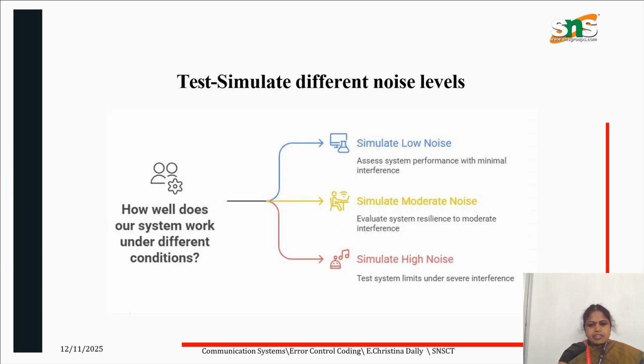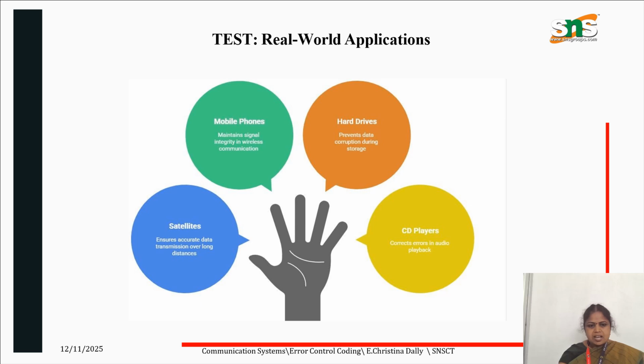What are the types of noise levels and how does the system work under different conditions? There will be no noise, minimal interference, moderate noise, and high noise.